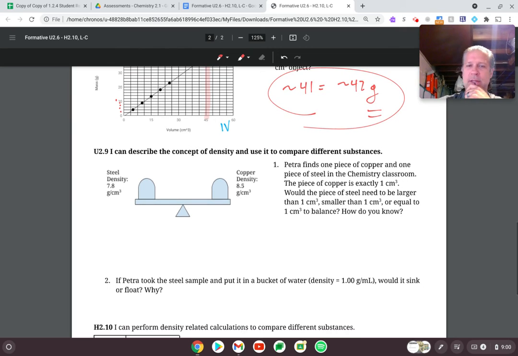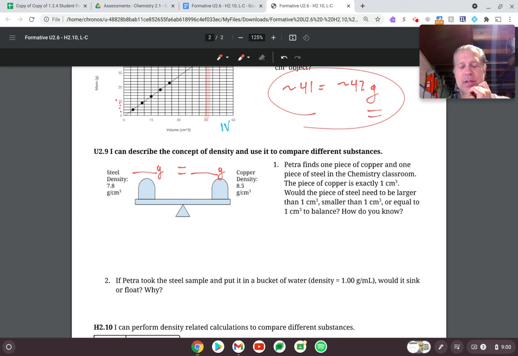The next one is asking me to use density to compare 2 different objects. We have a student who finds a piece of copper and a piece of steel at their chemistry lab bench. They know that the piece of copper has a volume of exactly 1 cubic centimeter. So their question is, would the piece of steel need to be larger than 1 cubic centimeter, smaller than 1 cubic centimeter, or equal to 1 cubic centimeter to make it balance? So remember, if we want this to balance, the number of grams has to be the same.